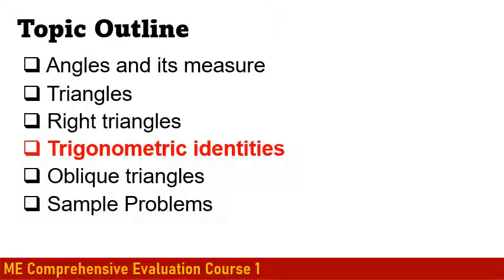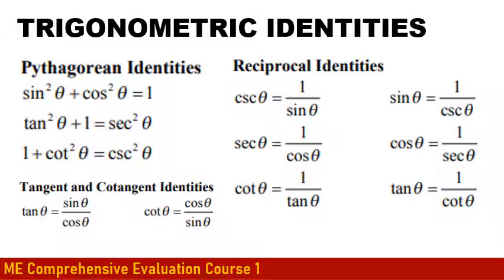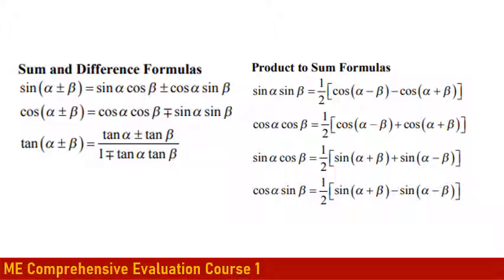Let's move forward to trigonometric identities. Here are the different trigonometric identities. They are helpful in solving, for example, the angles and also the equations, the roots of the trigonometric functions. We have the Pythagorean identities, the tangent and cotangent identities, and the reciprocal identities. We also have the half angle formula and their alternate form, and the double angle formula. We also have the sum and difference formula and the product to sum formula.